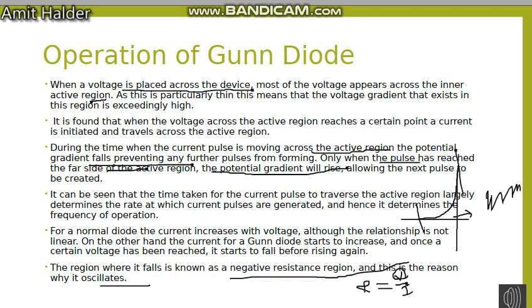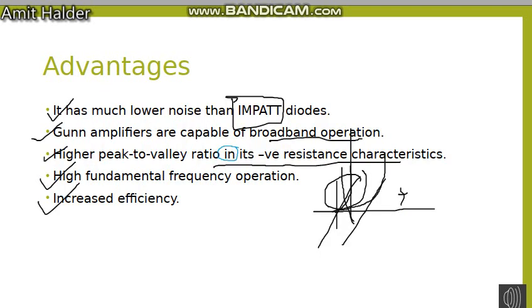For a normal diode, the current increases with the voltage, although the relationship is not linear. On the other hand, the current for a Gunn diode starts to increase once a certain voltage has been reached. It starts to fall before rising again. The region where it falls is known as the negative resistance region, which is found in the negative gradient of the Gunn diode. This is the reason why it oscillates.